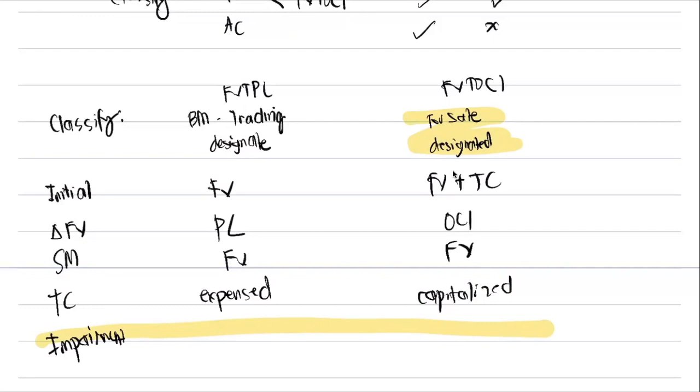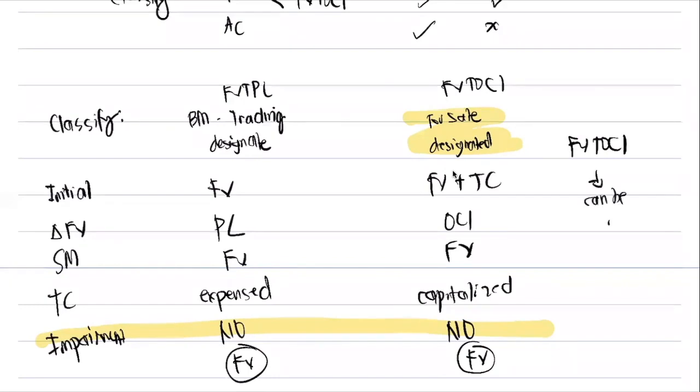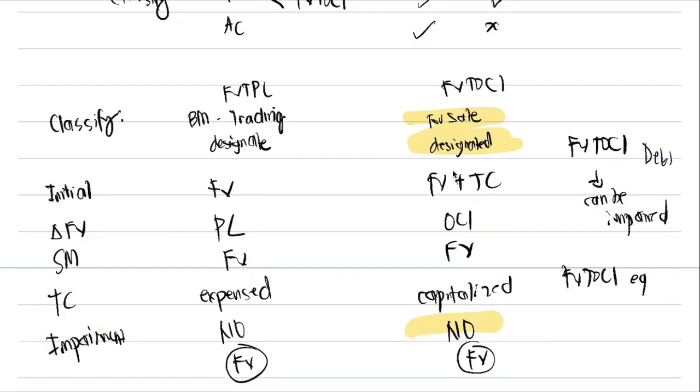Under FVTPL, do we impair? The answer is no, because it is already at fair value. Under your FVTOCI, equity security, do we impair? The answer is no, because this is already at fair value. Sir, question. Before FVTOCI debt, remember this one, FVTOCI debt can be impaired. Okay, it can be impaired. But now, FVTOCI equity cannot be impaired. Bakit kaya?